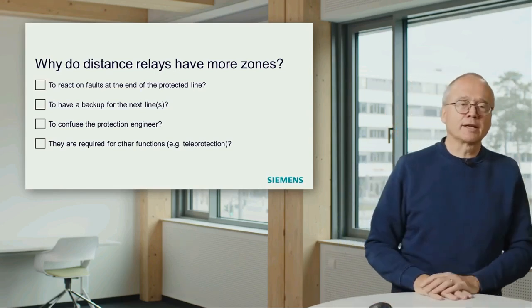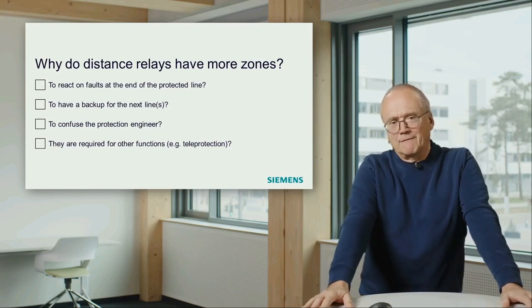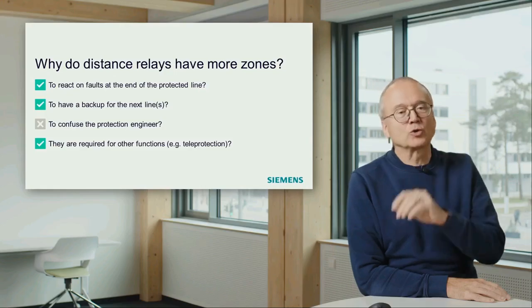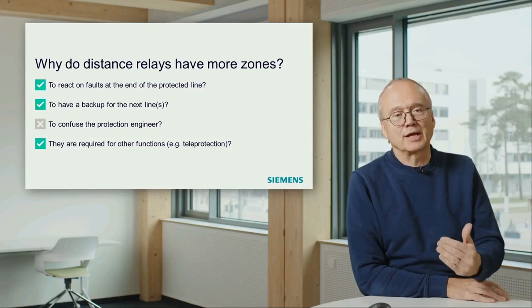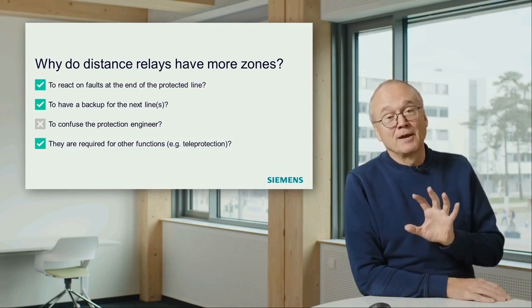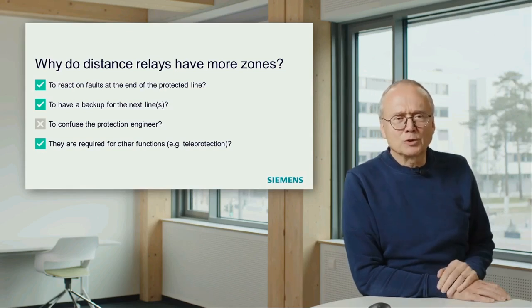And you can imagine, I have 4 options here. 3 of them are valid and 1 is not valid, but I also would like to say a few words on that. We will discuss a bit more in detail how to use higher zones to react on faults at the end of the line. We will also discuss the backup situation. But what about the claim that they are used to confuse the protection engineer?